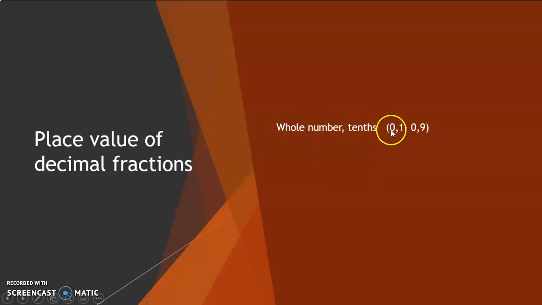Now, our tenths range from 0,1 up to 0,9. It doesn't have to be 0 in front of the comma. They can be any whole number. We are interested in the digit after the comma, which will be 1 up to 9. After the tenths, we will get our hundredths. And as you can see, 2 digits after the comma. And it ranges from 0,01 all the way up to 0,99.